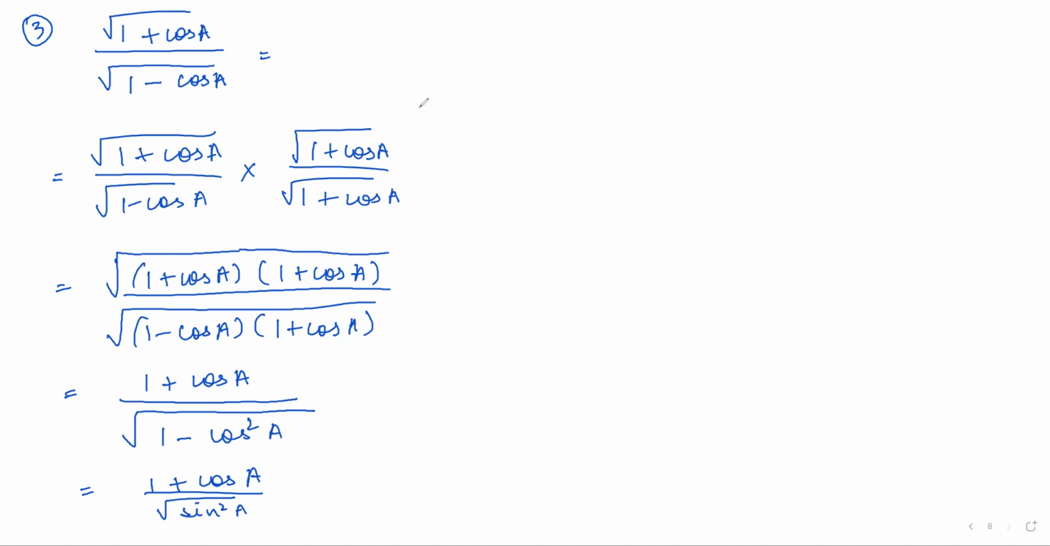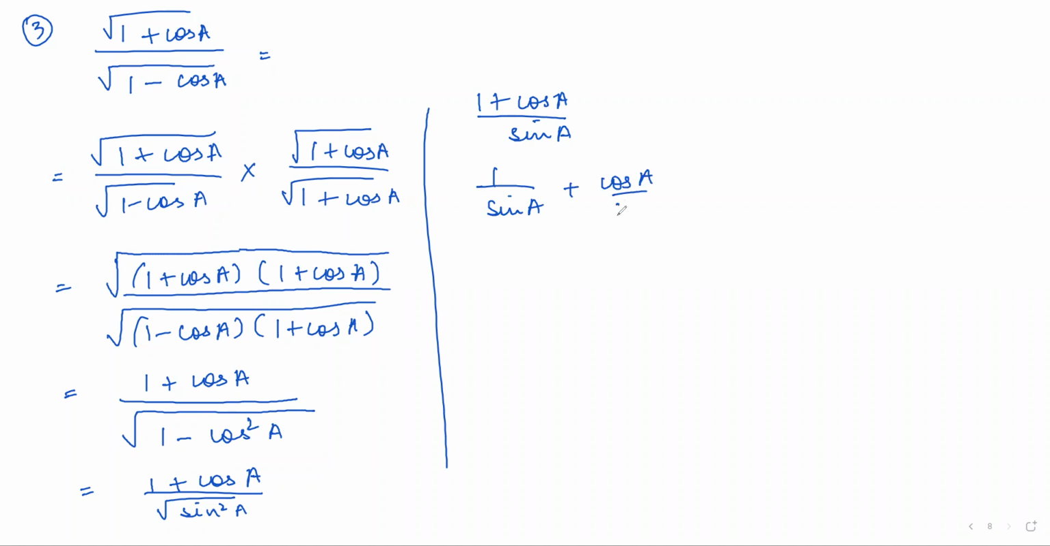Now again, it will be 1 plus cos A divided by sine A. And because RHS is not given, you can split it: 1 upon sine A plus cos A by sine A. So the answer is cosec A plus cot A.